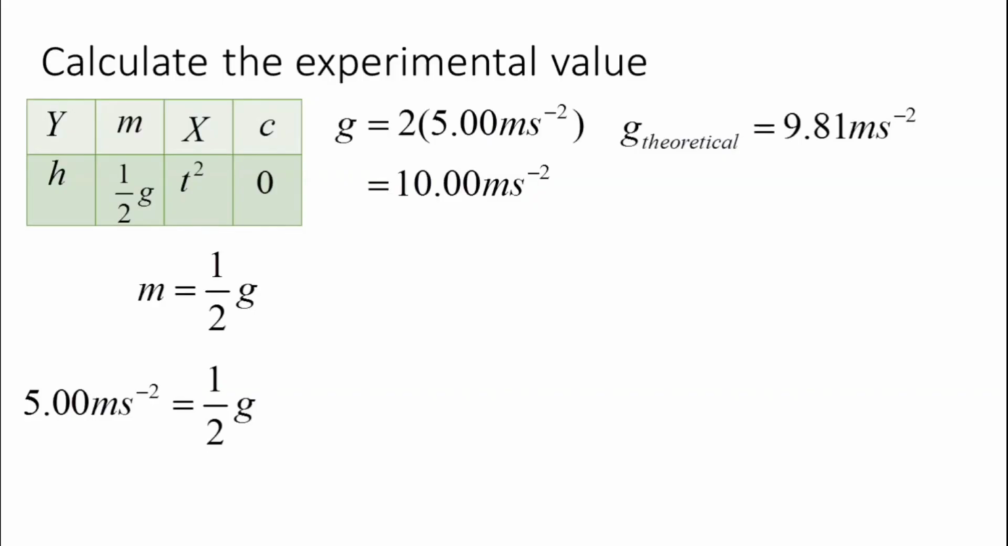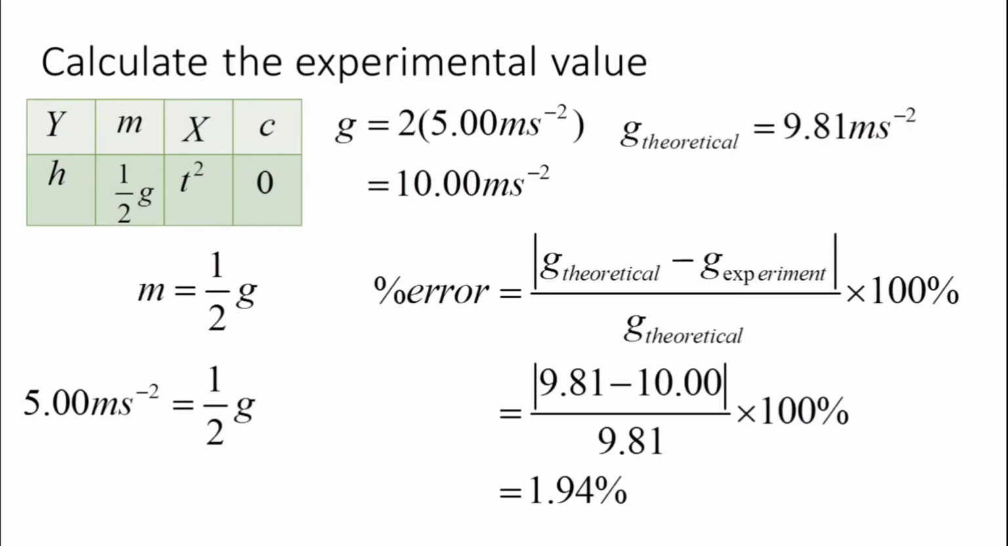To compare the experimental value to the theoretical value, we are going to calculate the percentage of error. The percentage of error equals to the modulus of the difference between the theoretical and the experimental value over the theoretical value times with 100%. This gives us the percentage of error of 1.94. If the percentage of error is small, means that the experiment has a high accuracy. The experimental value is close to the theoretical value.